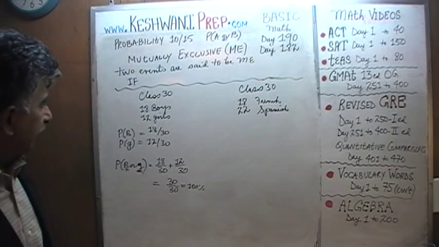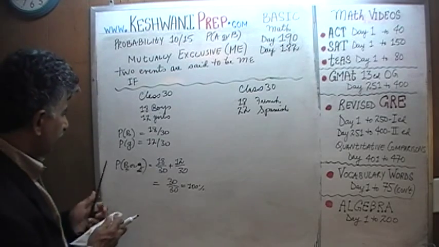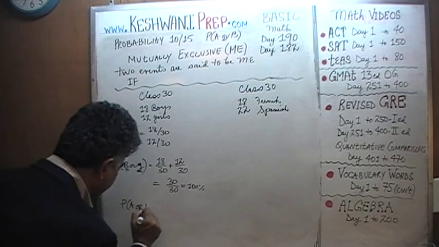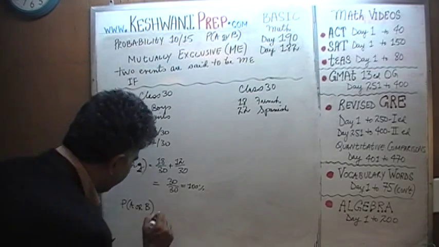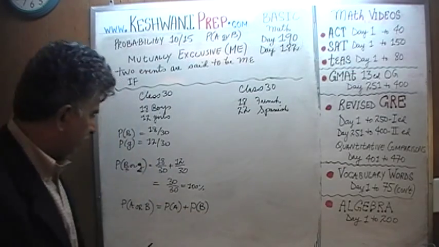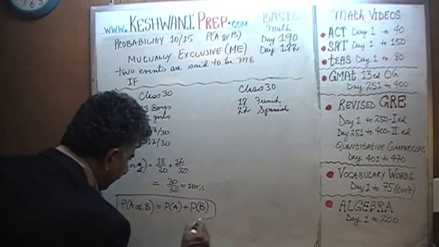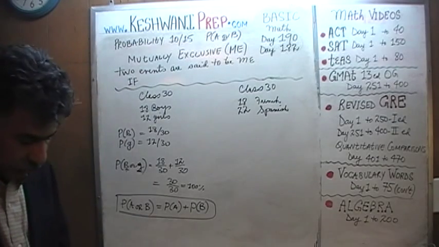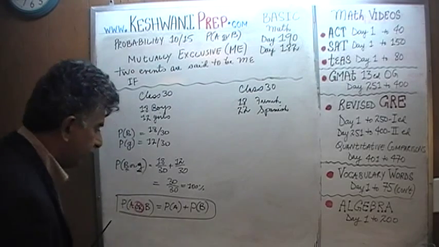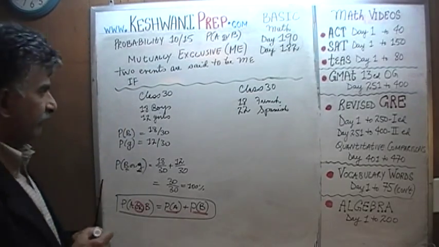In other words, for two events, I shouldn't have said B or G here because this is going to get complicated. Let's call them event A and event B. The odds of event A or B, two different events, is simply the odds of event A plus the odds of event B. In this case, event A would be picking the boy and event B would be picking the girl. The odds of event A happening or B happening is simply the odds of event A plus B. Let's see what happens here.